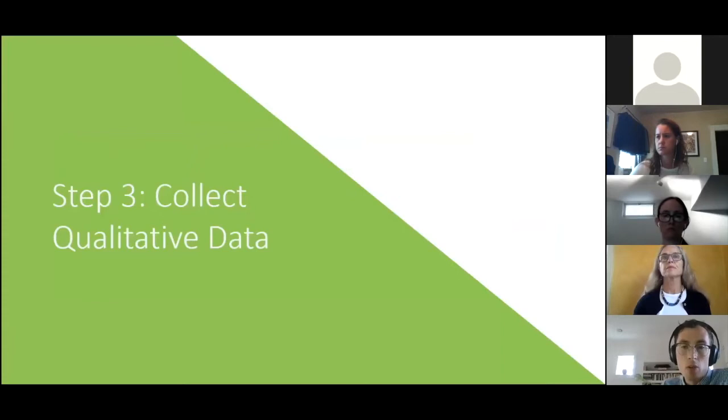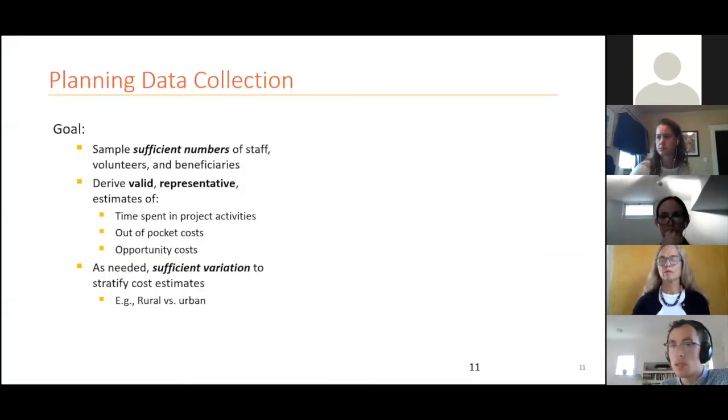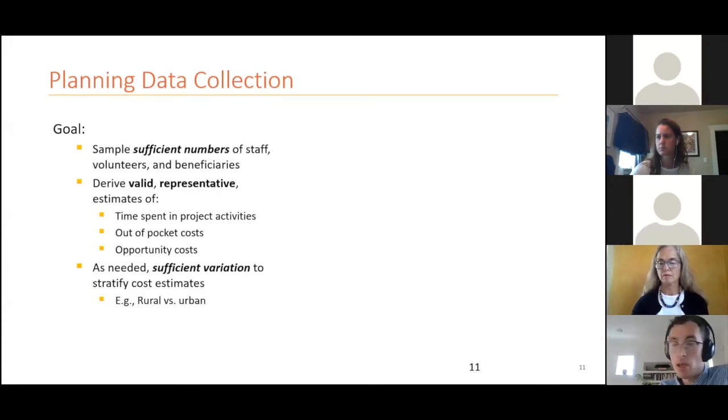Most studies, as I said, will include some form of qualitative data collection to support microcosting and estimation of full economic cost. The goal of your qualitative data collection is to sample enough project staff, volunteers, beneficiaries, and other stakeholders to let you derive valid, representative, and reproducible estimates of the time they spend in project activities, traveling to those activities, their out-of-pocket costs, opportunity costs.